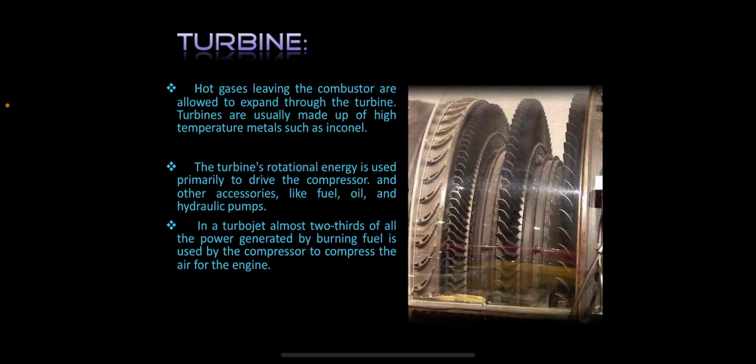The turbine. The hot gases leaving the combustors are allowed to expand through the turbine. The turbines are usually made up of high temperature metals such as Inconel. The turbine's rotational energy is used primarily to drive the compressor and other accessories like fuel, oil, and hydraulic pumps. In a turbojet, almost 2/3 of all the power generated by burning fuel is used by the compressor to compress the air for the engine.